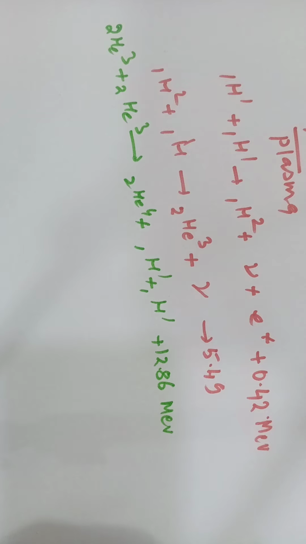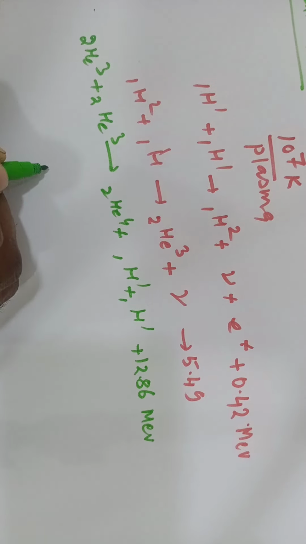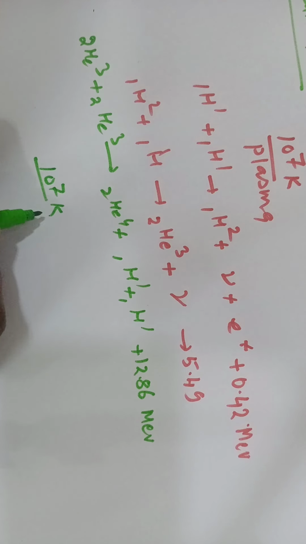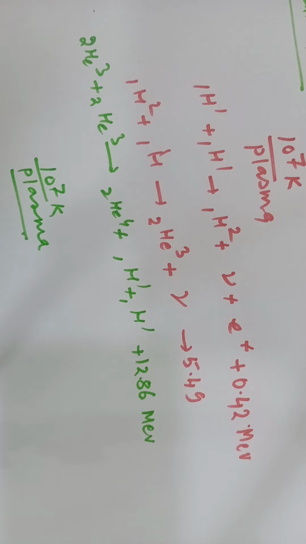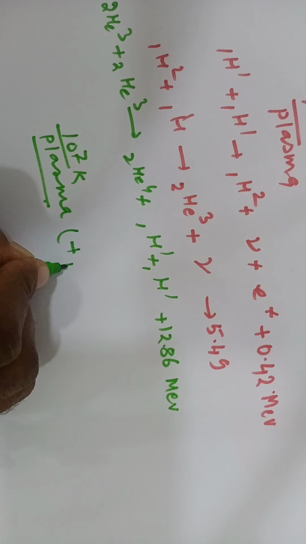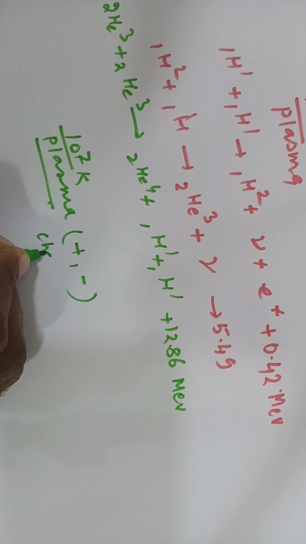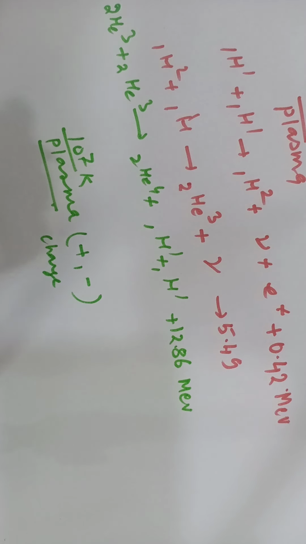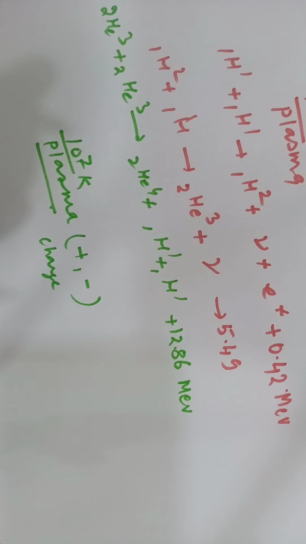But the fusion reaction is not possible on the earth practically, because the temperature is very high and the state is plasma, but it is very environmentally friendly. You know, plasma is where plus and minus charged particles are there. So the basic thing about nuclear fusion is how to perform it.